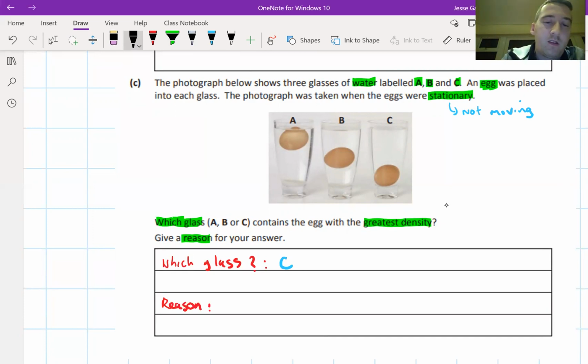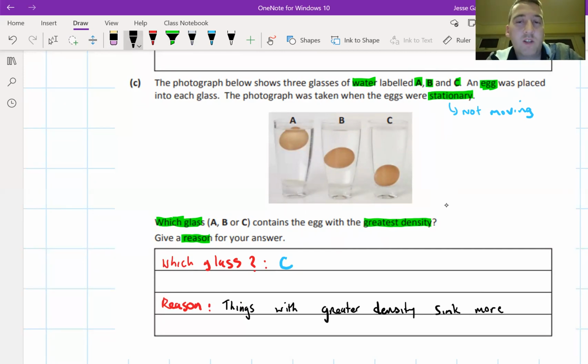We said things with greater density sink more. Okay, so the one that's lowest here, you might have said C is lowest, and more dense things sink more. Okay, so that's the key thing. Density is related to flotation. The higher the density, the less it's able to float, and the lower the density, the more it's able to float. So the reason why I've gone for C is because objects with greater density sink more. So C has sunk the most, and that's why.